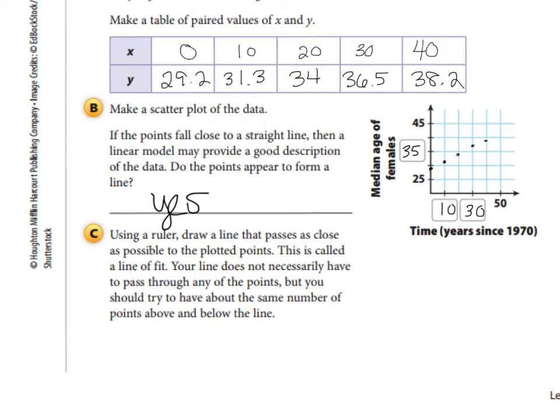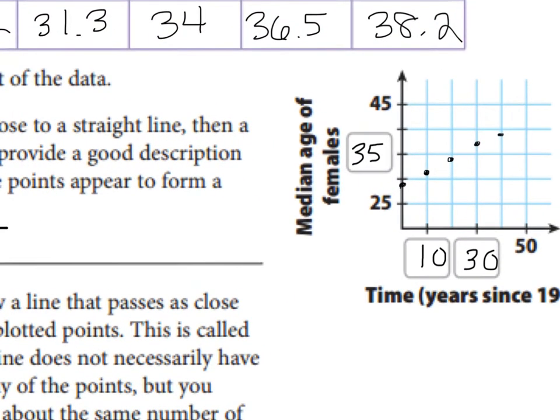It does not necessarily have to pass through any of the points, but you should at least have the same number of points above and below. This is where it kind of gets a little challenging, and your line is going to look different than your neighbor's probably, because everybody eyeballs it just a little bit differently. My drawing won't be as straight because I don't have a ruler to use on here, but you all can borrow the ones in the class, or your calculator makes a great straight edge.